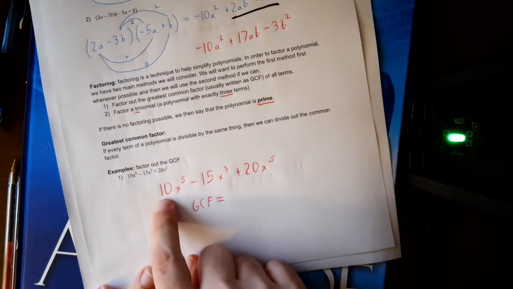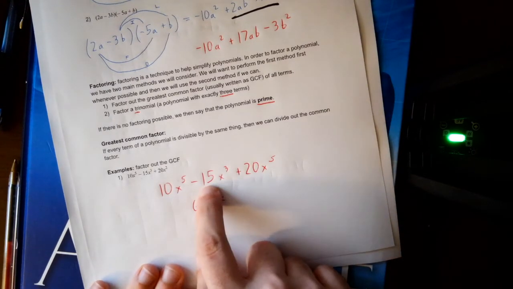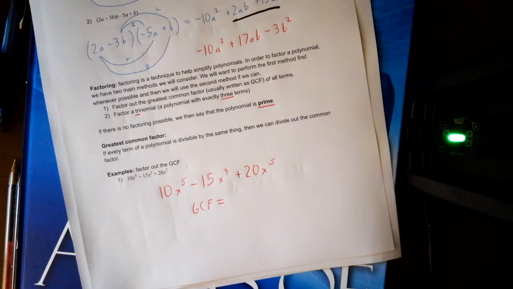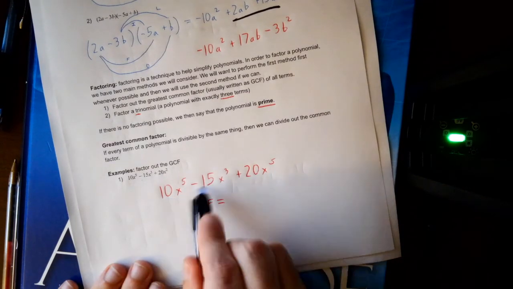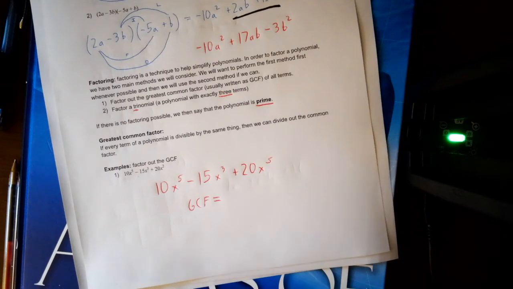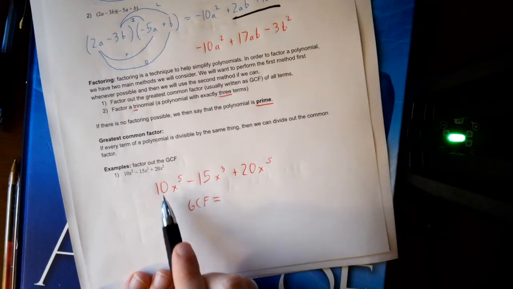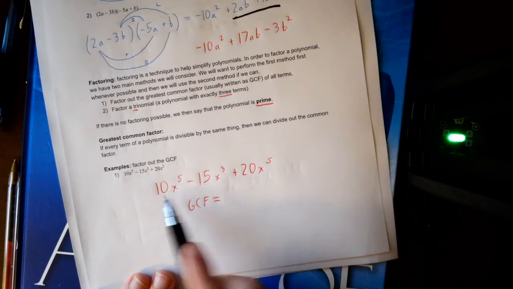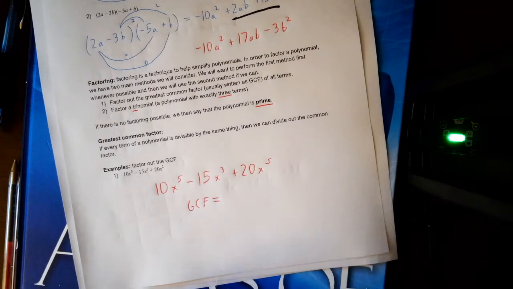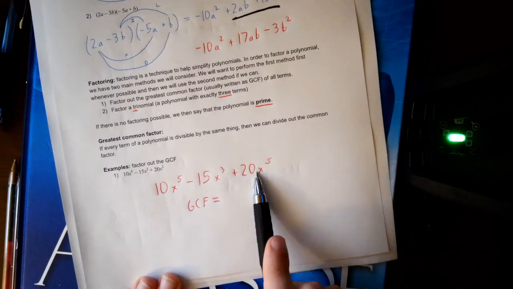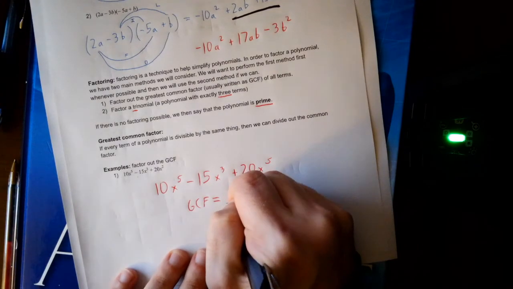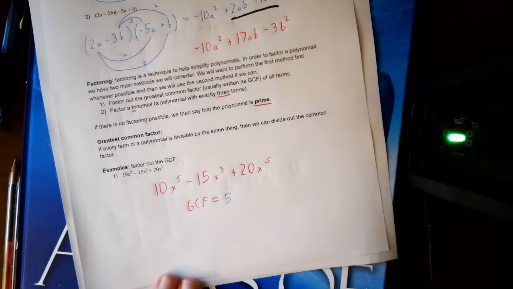So first I look at the numbers, 10, 15, and 20. What is the largest number that divides all 3 of those numbers? What is a common factor of all of those numbers? Well, 5 divides 10, 15, and 20, and is the biggest number that divides all of them, right? Nothing bigger than 5 divides all of these numbers. So I'm going to put 5 right here.